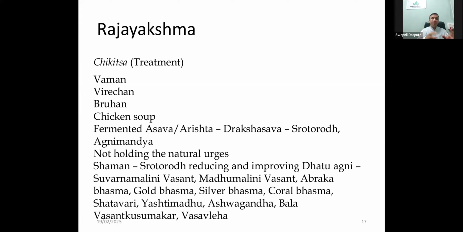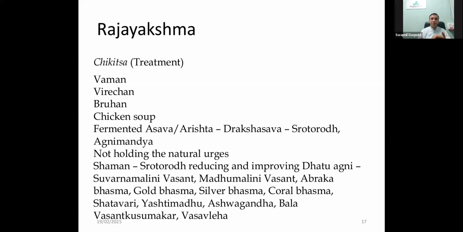So start again with chicken soup, start with smaller quantities, understand how the patient is responding, how the patient is able to digest it properly. If it is an all eating patient, who also consumes non-vegetarian, then it is easy. Start with lesser quantities, give it warm, and then increase the levels.